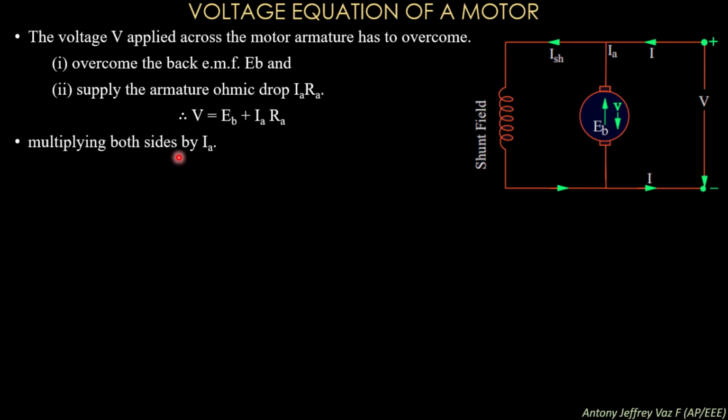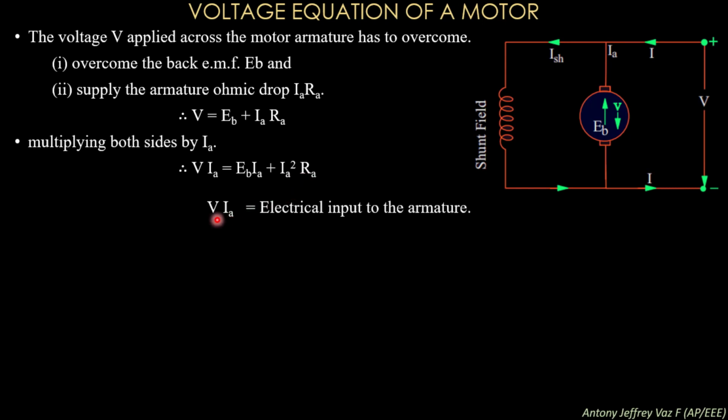Multiplying both sides by Ia. Why do we need to multiply Ia on both sides? We are going to derive the voltage equation of a motor. So what we are going to do here is multiply Ia on both sides of this equation. We get VIa is equal to EBIa plus Ia square Ra.